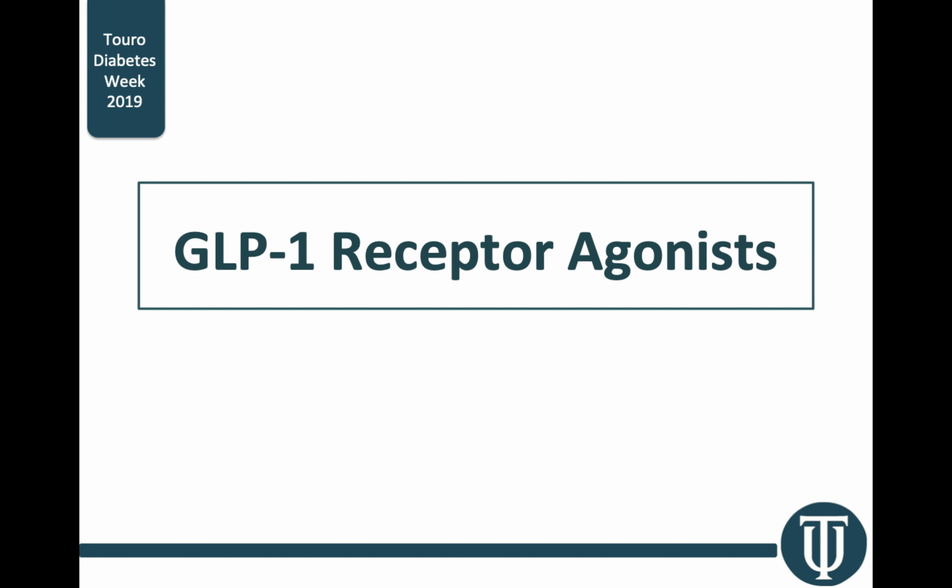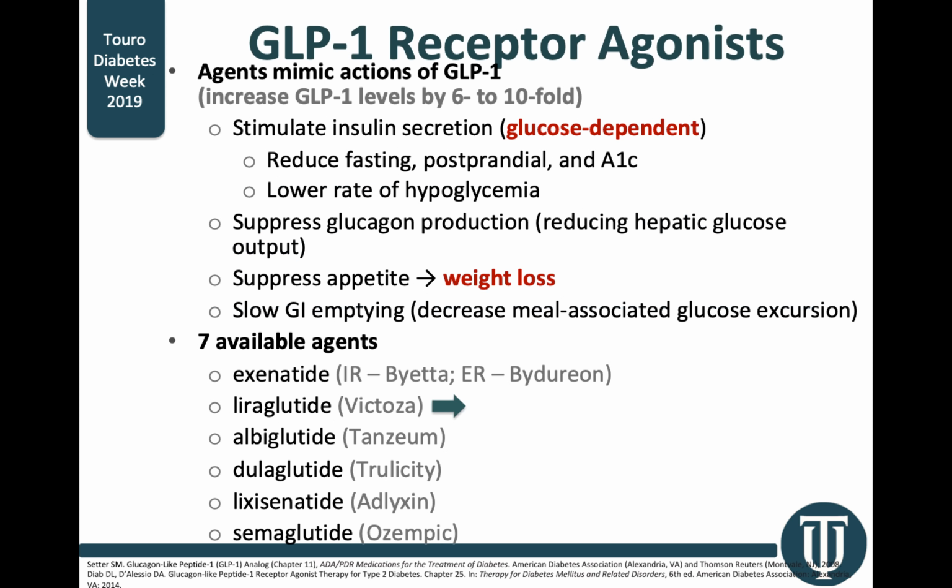So the next class is GLP-1 receptor agonist, and I gotta say, this is my favorite class. So let's get to it. So how do they work? Pretty much, you inject GLP-1 into the body, and they will work as a GLP-1, and hopefully we will see an increase of GLP-1 concentration by 6 to 10-fold.